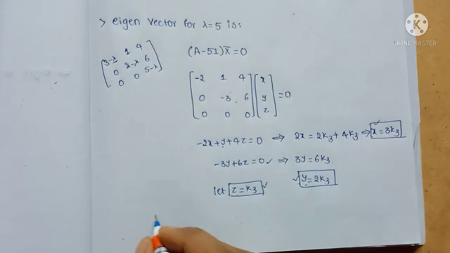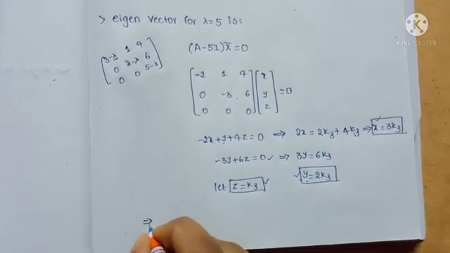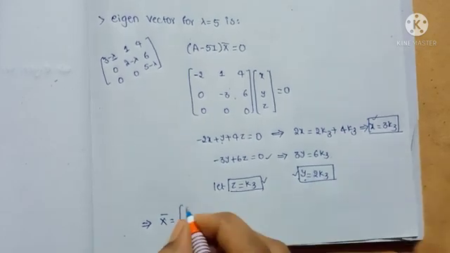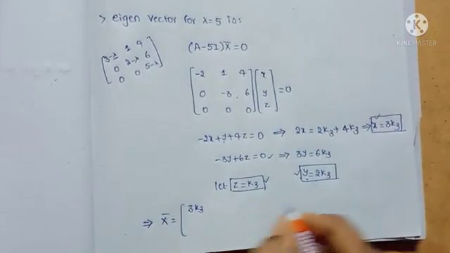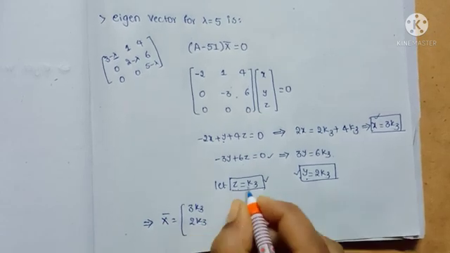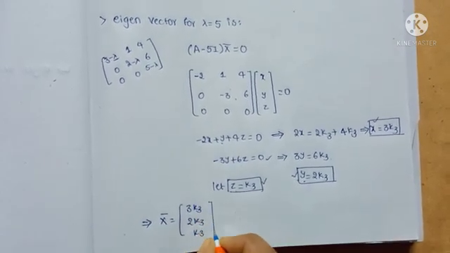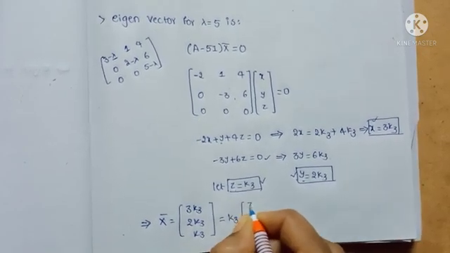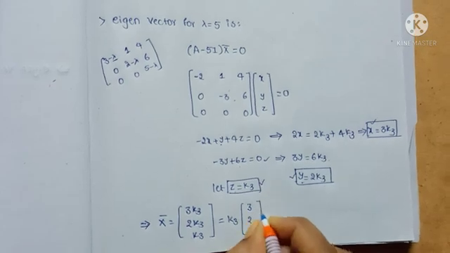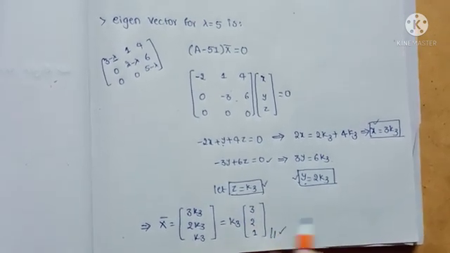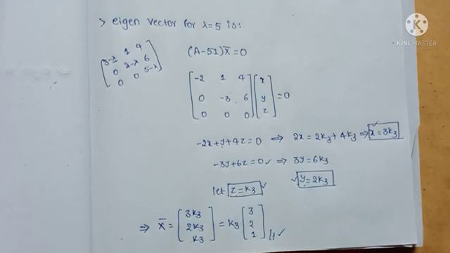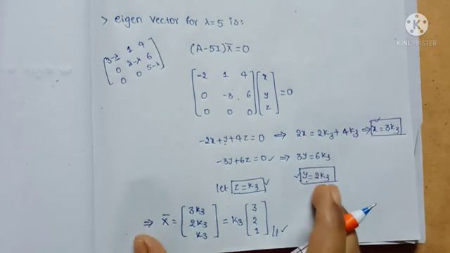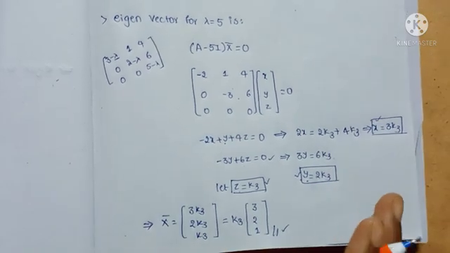Now the eigenvector for lambda equal to 5 is x bar equal to x is 3k3, y equal to 2k3 and z is equal to k3. Taking k3 common, we get 3, 2, 1. This is the eigenvector for the eigenvalue 5. In this way we are finding eigenvectors and eigenvalues for the given matrix.